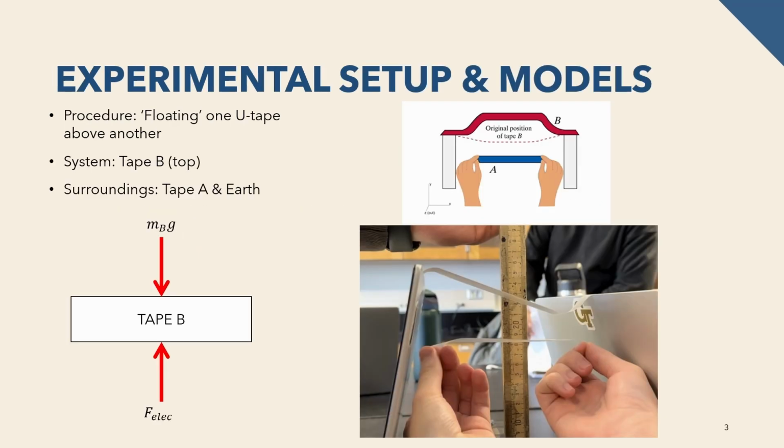For the experiment, I created two charged U-tapes. I observed that they repelled each other, indicating they held the same sign of charge. They were also attracted to neutral objects like my hand, due to polarization.